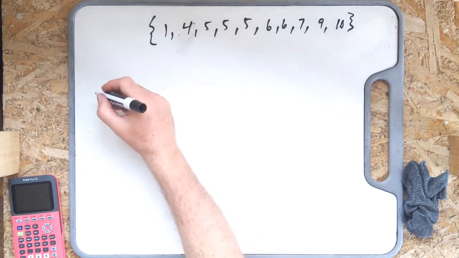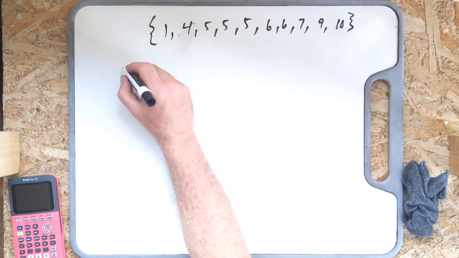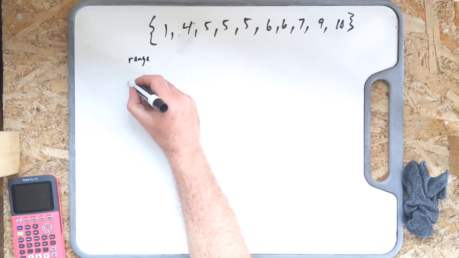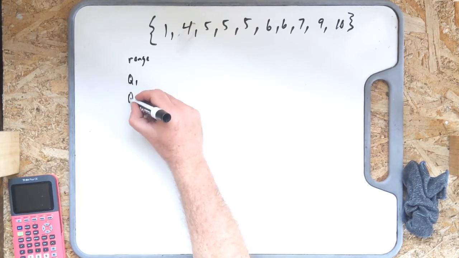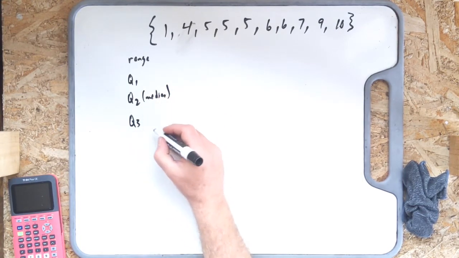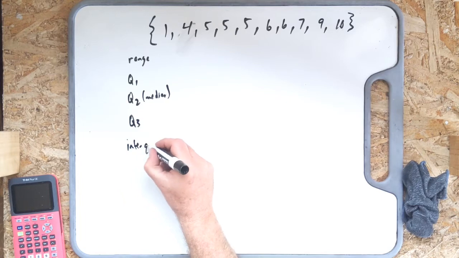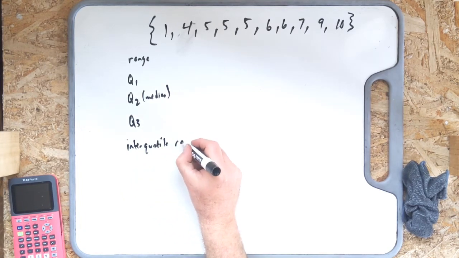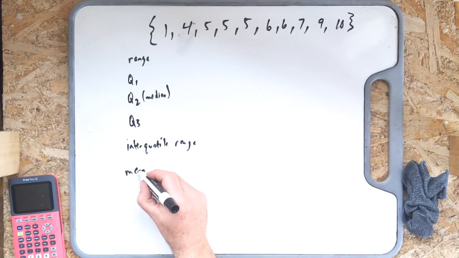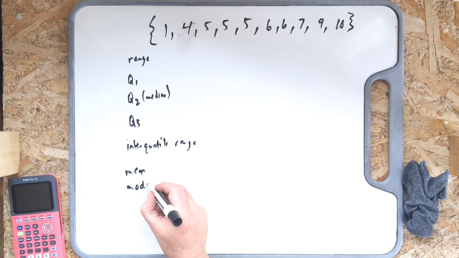So what I want you to do is go through and find the range, the Q1, Q2, which is again the median, and the Q3, the interquartile range, and why don't we find the mean as well while we're at it, to summarize the other stuff, and also the mode. Bunches of different stuff there. 7 pieces of information you need to find. Okay, pause the video there and try to go through those.